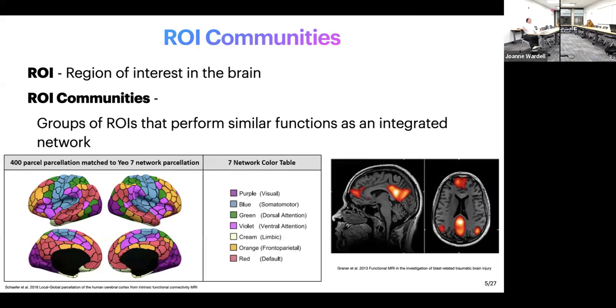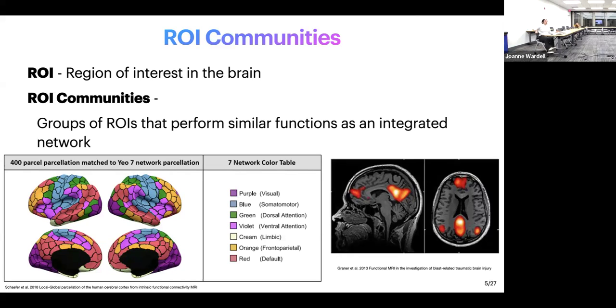A term that's used in this paper is ROI community, and an ROI is a region of interest in the brain. Like we might look at a small group of voxels in the brain and want to understand what cognitive functions these voxels participate in. An ROI community is a group of different regions of interest that are participating in the same functional network. So not necessarily, right?